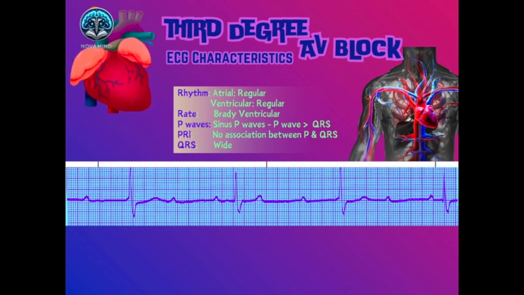atrial and ventricular rhythms are regular but independent of each other. Next is the heart rate. The atrial rate is usually normal, 60 to 100 beats per minute, but the ventricular rate is usually slower, typically around 20 to 40 beats per minute, depending on the escape pacemaker.